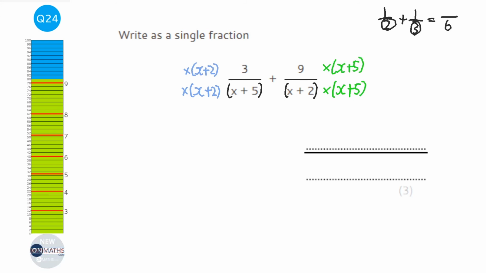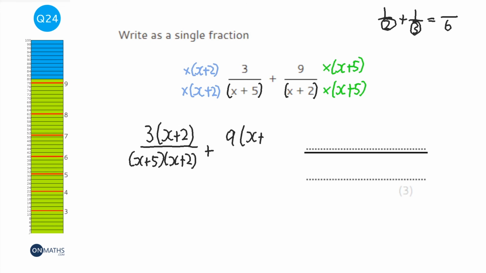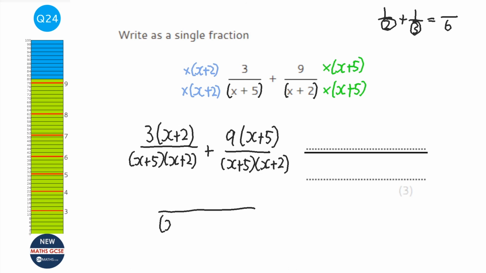Okay, so when I do that, I've got 3 times x plus 2 at the top, and then I've got x plus 5, x plus 2, plus 9 times x plus 5 over x plus 5, x plus 2. And I'll write x plus 5 first, just so it looks the same. Okay, now we can just add the tops now. So I can just add the tops together, and the bottom is the same, so I'll just write it once.